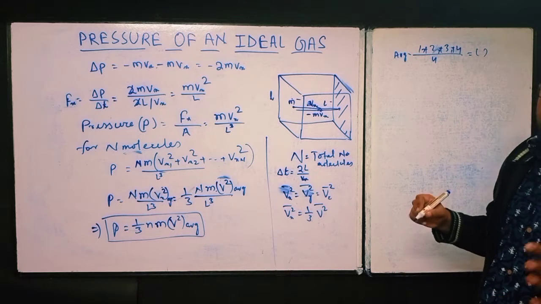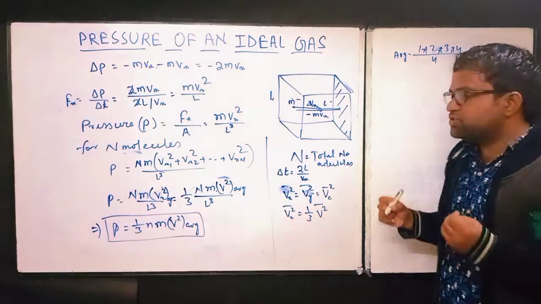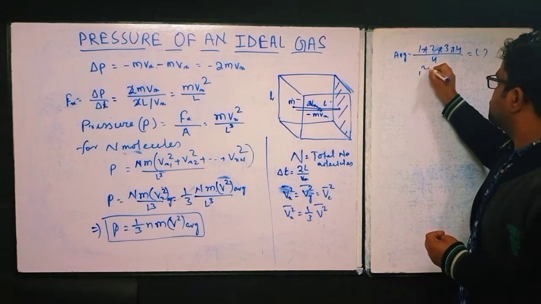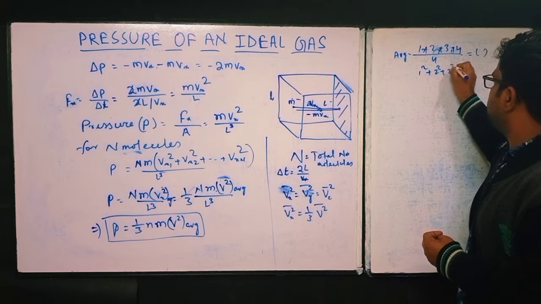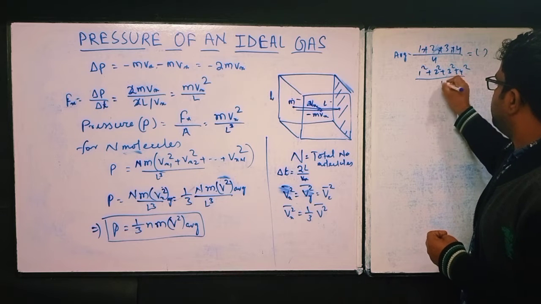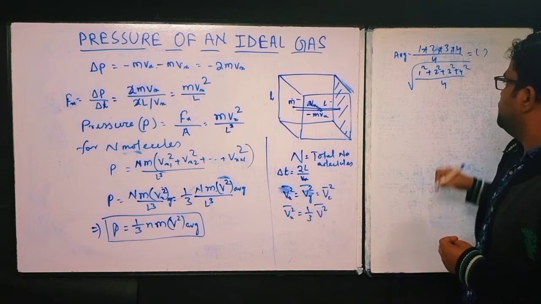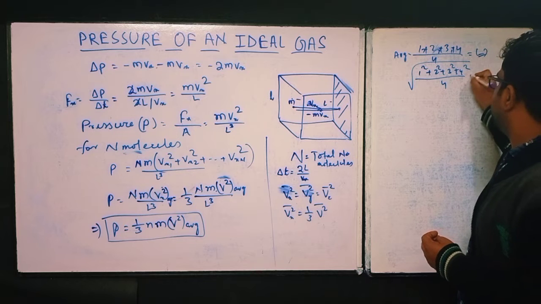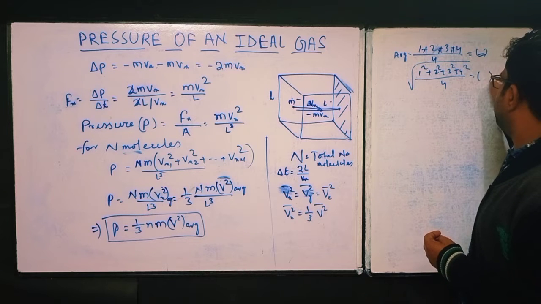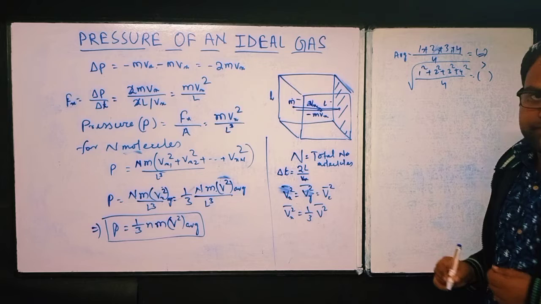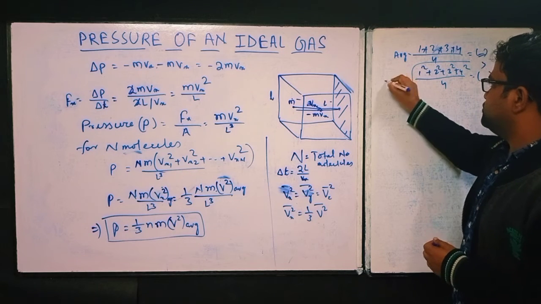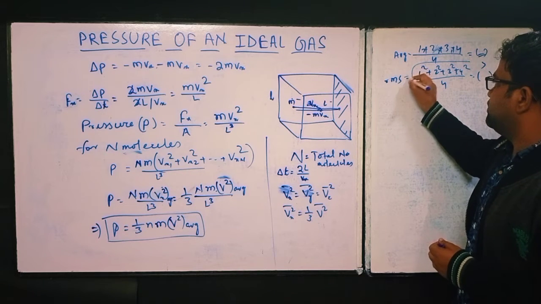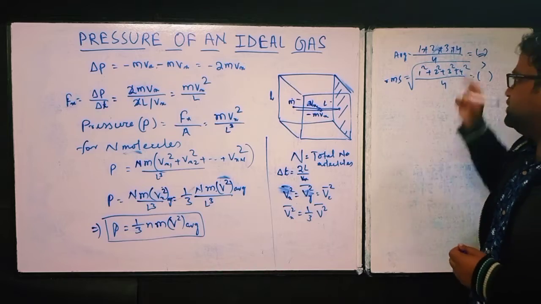Now if I ask what is the root mean square of these numbers, you'll say 1 square plus 2 square plus 3 square plus 4 square, divided by 4, root over. The RMS result you get will be slightly greater than the average; you can calculate that. So this is your RMS, root mean square number, and this is your average, right?